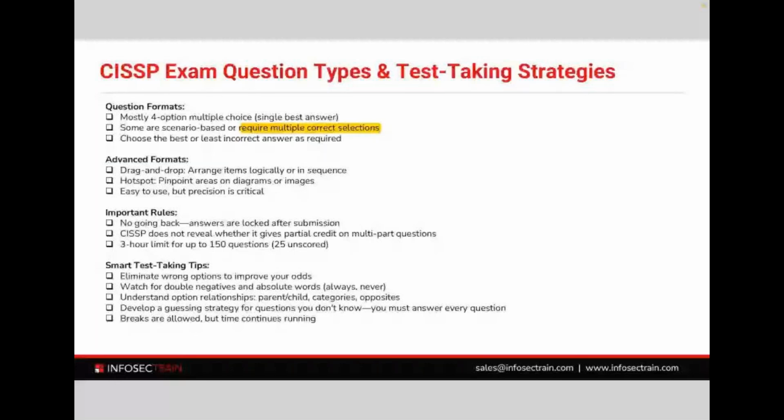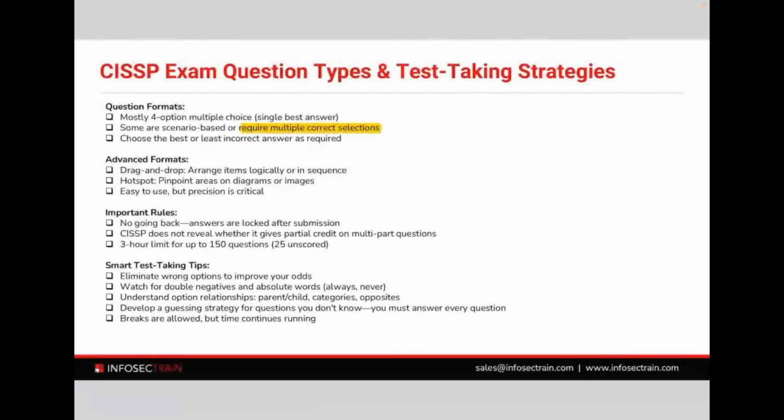And now, when there are double negatives or absolute words, double negatives are like I do not know nothing. That's an example of a double negative. I do not know nothing means that there is a chance that that person knows something about it. So several times CISSP throws certain tricky questions with double negatives or absolute words like always, never, forever, all. So you have to be careful when these things come up in your questions.